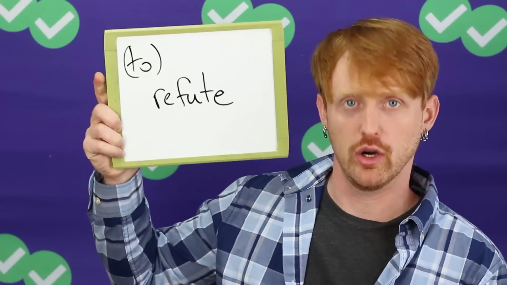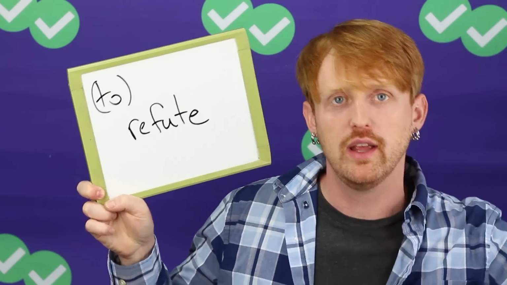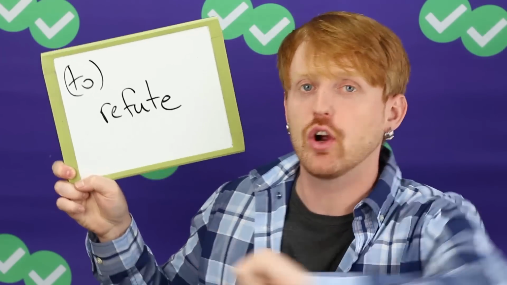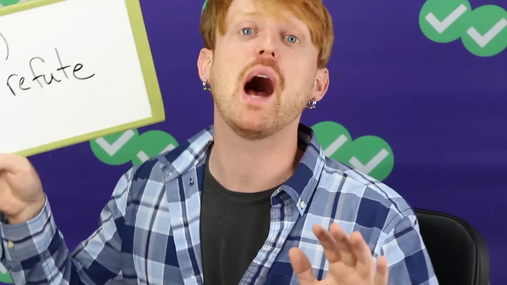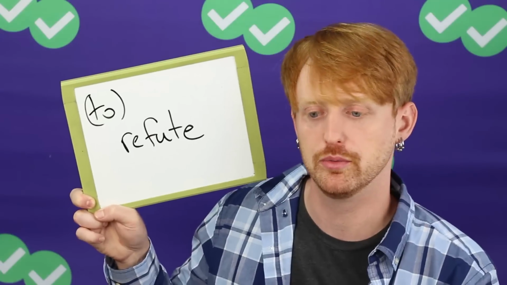This word is stronger. Refute. Refute is like prove wrong. Show that it is incorrect. Show that it is not possible. Okay, so undermine is really to make weak, but to refute is to completely disprove.